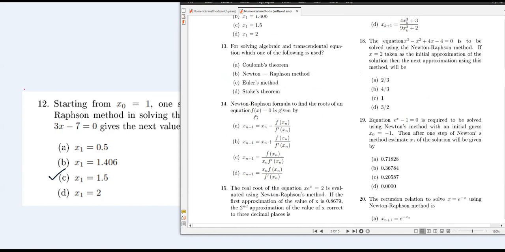Now, Newton-Raphson formula to find roots of an equation f of x is, of course, direct iteration. We have to remember this: xn plus 1 is equal to xn minus f of xn by f dash xn.